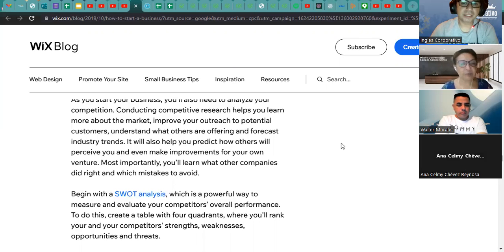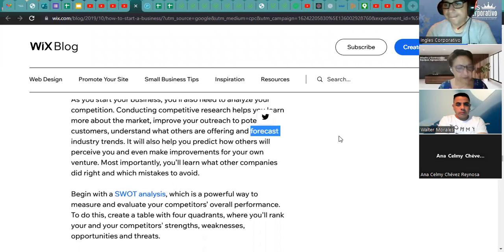Let's see what else. Outreach. A forecast. What is a forecast? Forecast is a pronóstico, in advance. To forecast is like when you say, in advance, to identify it in advance before it occurs. Very good. That is it.